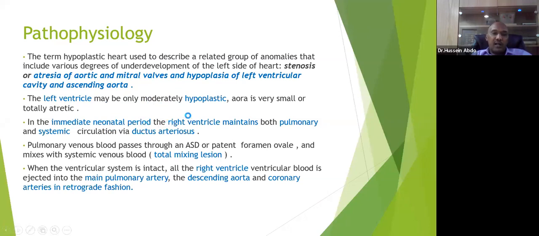As we mentioned, the right ventricle maintains both pulmonary and systemic circulation via the ductus arteriosus. So pulmonary venous blood passes through the ASD or patent foramen ovale and mixes with systemic venous flow. So there is a total mixed lesion, and this patient will present with cyanosis and heart failure.